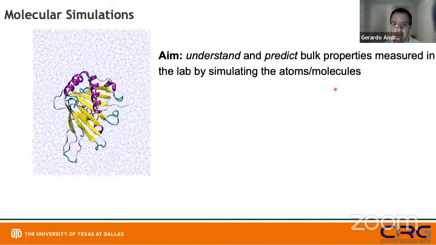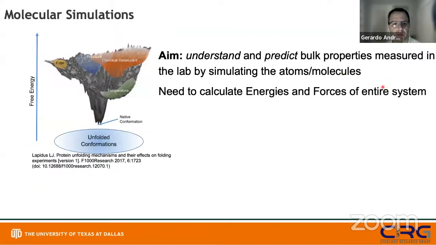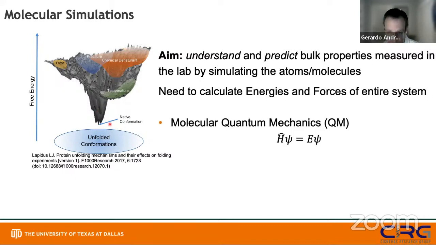The aim of molecular simulations is to understand and predict bulk properties measured in the lab by simulating the atoms and molecules. This means that we need to be able to calculate energies and forces of the entire system and then use statistical thermodynamics to sample the phase space of these systems. This is a pretty famous depiction of a 3-dimensional, very rough representation of protein denaturation. High free energy states are the denatured protein, and low energy states correspond to the native folded structure.